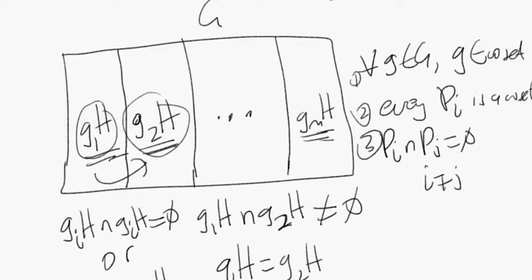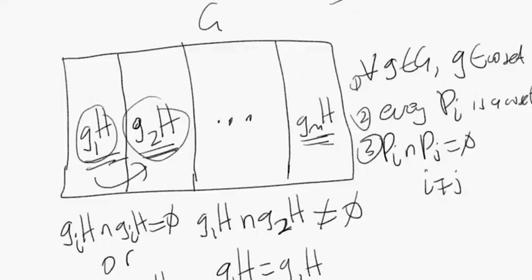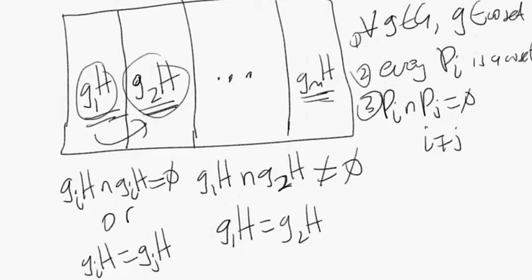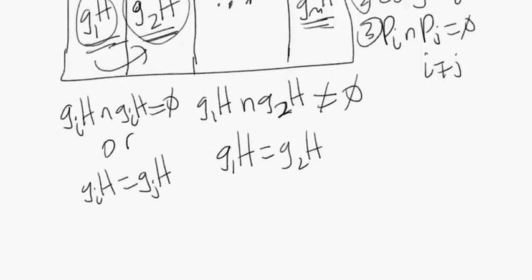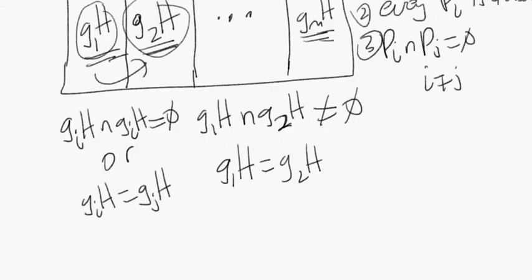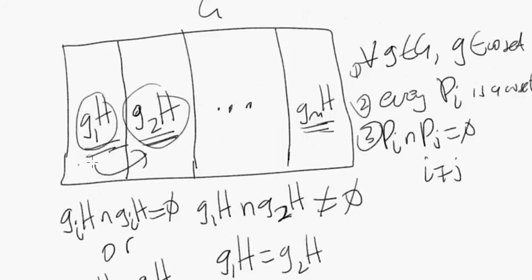What answer do you have to this question? Well, notice that we do have a simple solution here. Well, why don't we just start with G1H? We start with the coset G1H. Okay.